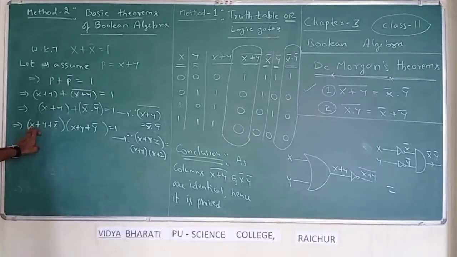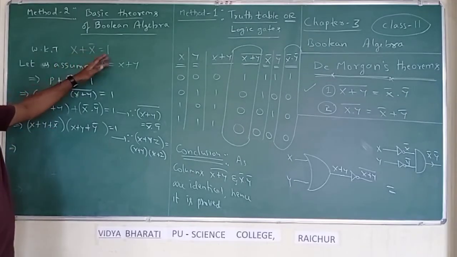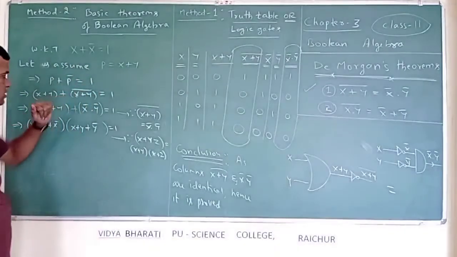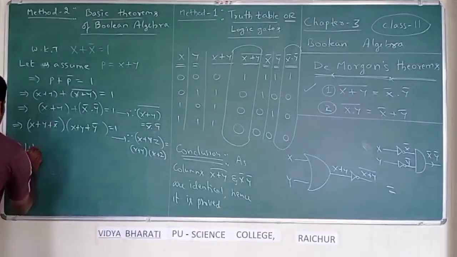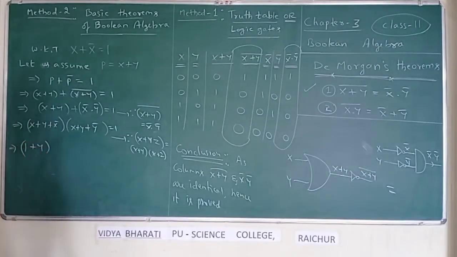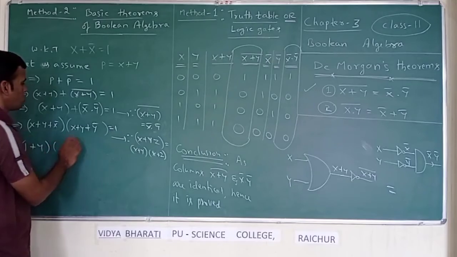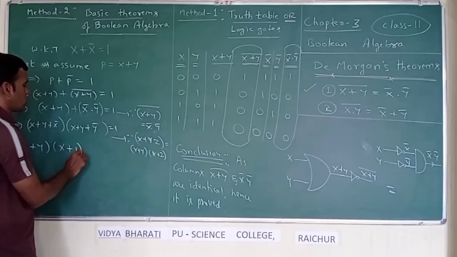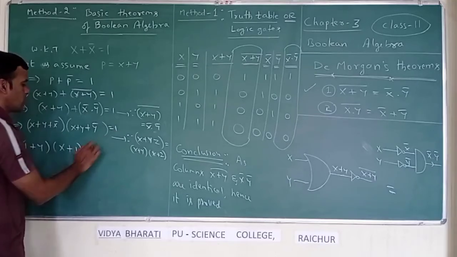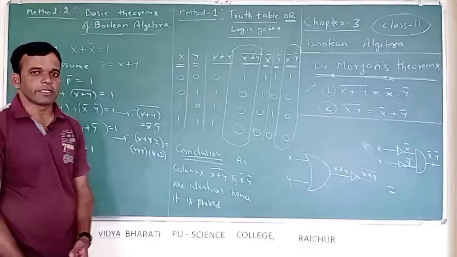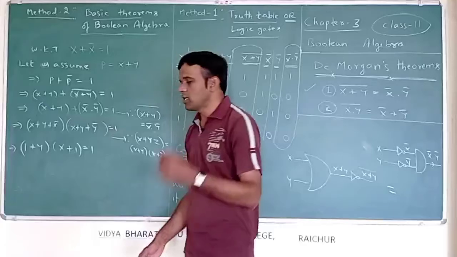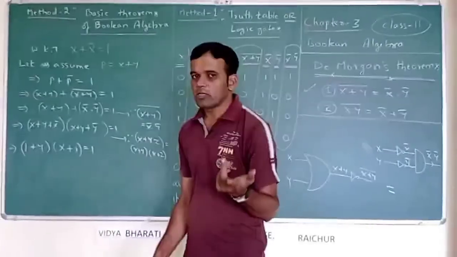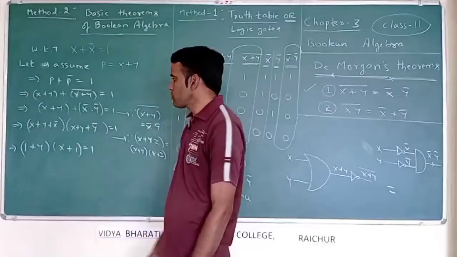Here x plus x bar, we know that x plus x bar equals 1, the complementarity law. So, we can write here 1 plus y, okay. Here also in place of y plus y bar, you can substitute 1. This RHS will continue to be written. So, our intention is to get the answer as 1. So, if we get the answer as 1, the theorem is proved.